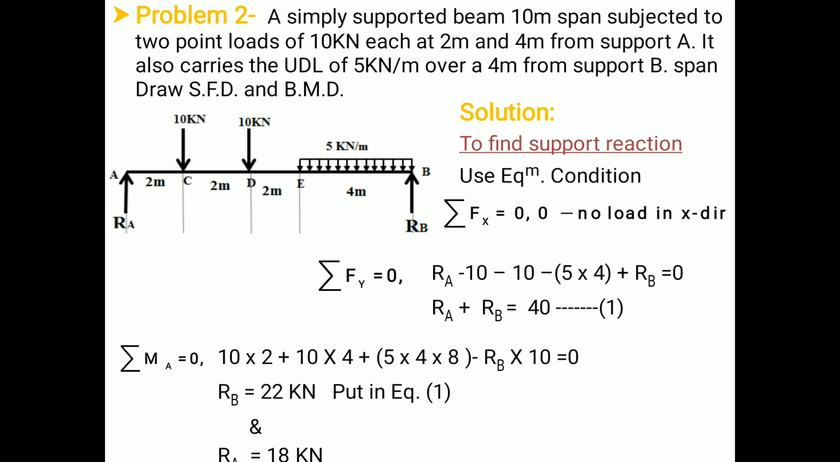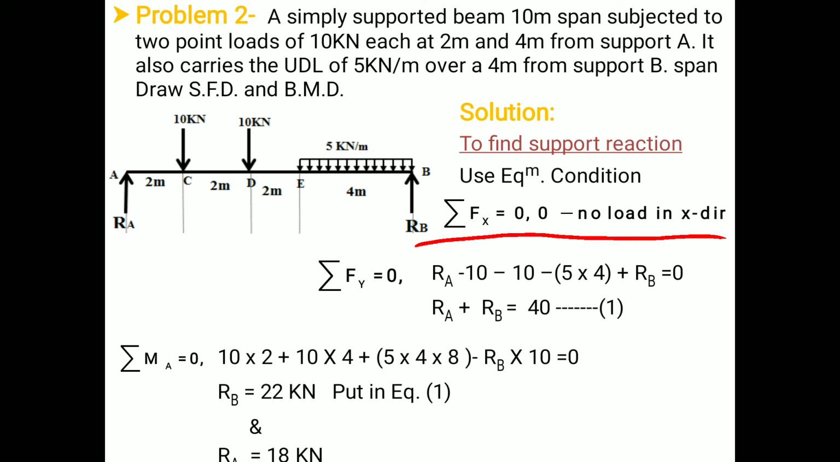Now all of you know that the first step while solving a problem on shear force diagram and bending moment diagram is to calculate the support reactions. Support reactions can be found out by using equilibrium conditions. The first equilibrium condition is summation of Fx equal to 0. But as there is no horizontal force acting over the system, summation of Fx will remain 0.